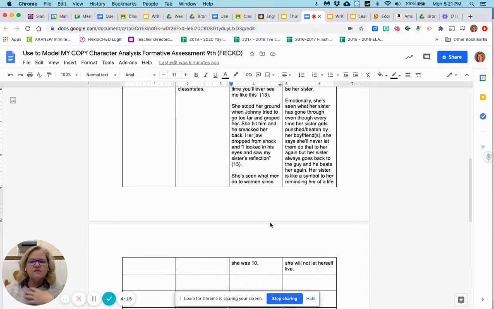So I think Shankara is very strong. She's seen a lot of crap in her life. She doesn't want that to be her.